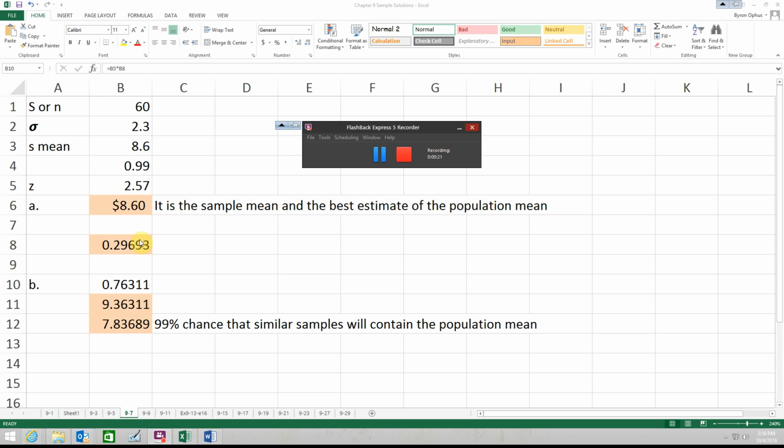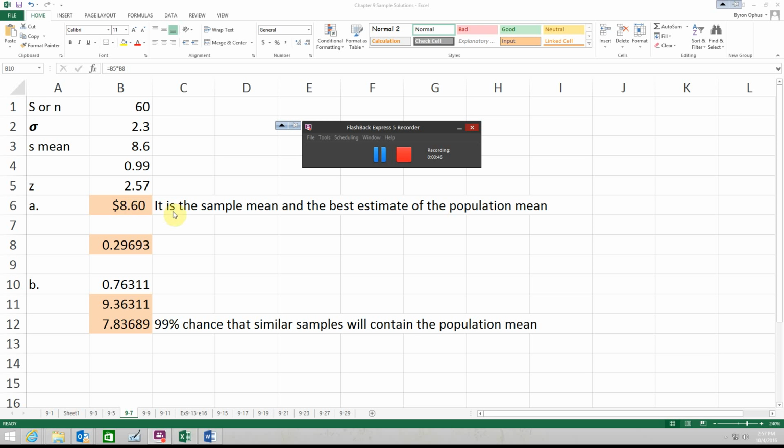So for 7, it says Bob Nails, the owner of Nails Quick Fill. Bob would like to estimate the mean number of gallons of gasoline sold to his customers. Assume the number of gallons sold follows the normal distribution with a population standard deviation of 2.3 gallons. From his records, he selects a random sample of 60 sales and finds the mean number of gallons sold is 8.6. So what is the point estimate of the population mean?